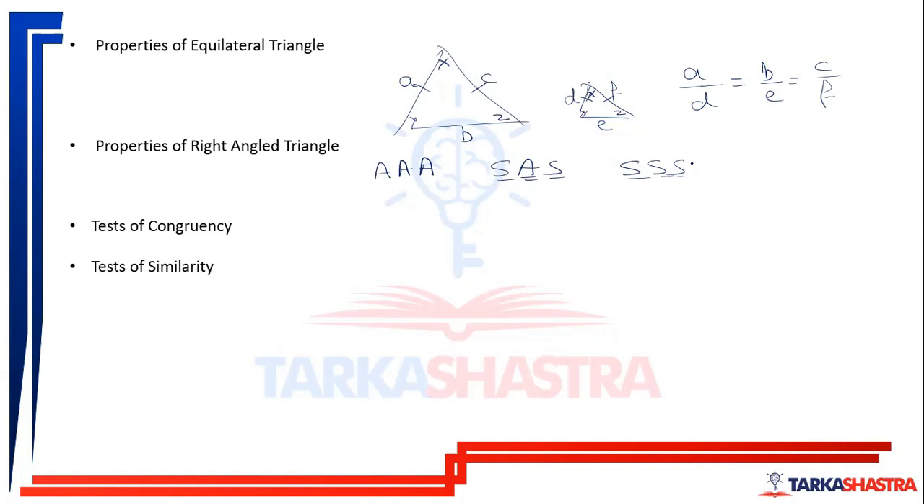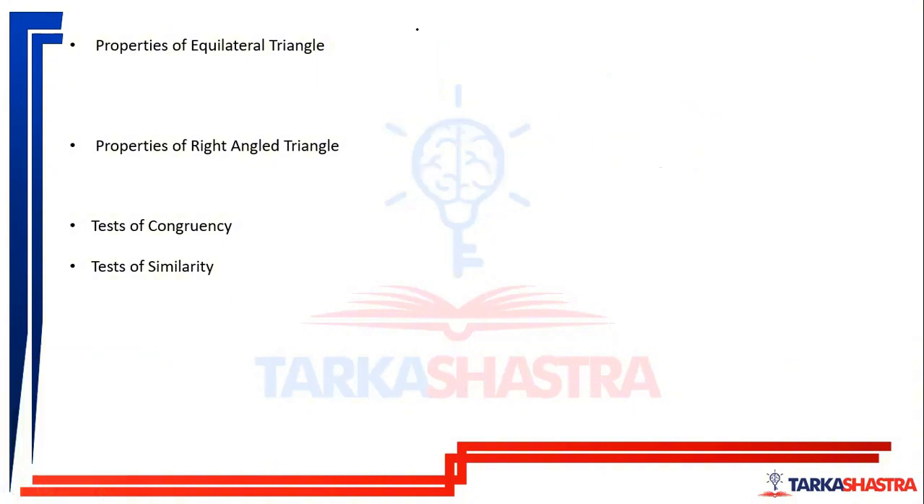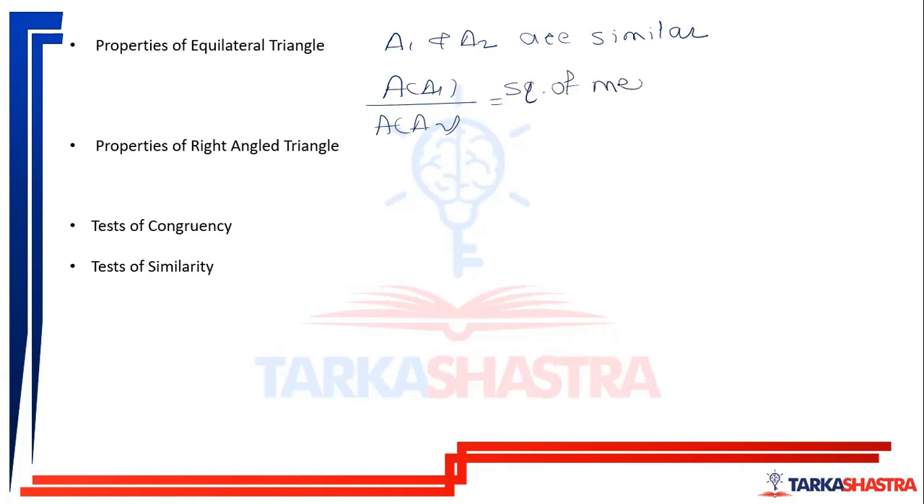फिर जैसे ही दो ट्रायंगल सिमिलर हो जाते हैं, उनकी कुछ प्रॉपर्टीज आती हैं जो बहुत ज्यादा इंपॉर्टेंट होती हैं. जिस प्रकार ratio of the areas of similar triangles. जैसे I am saying that triangle 1 and triangle 2 are similar, then area of triangle 1 upon area of triangle 2: the ratio of areas of two similar triangles is equal to the ratio of the squares of their corresponding medians.